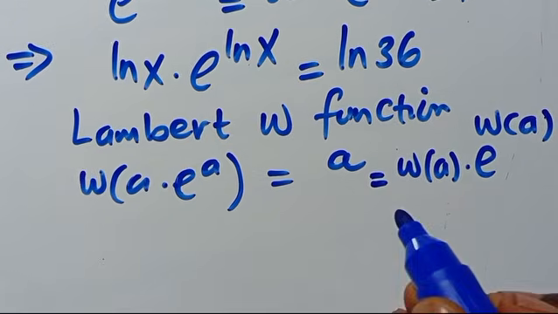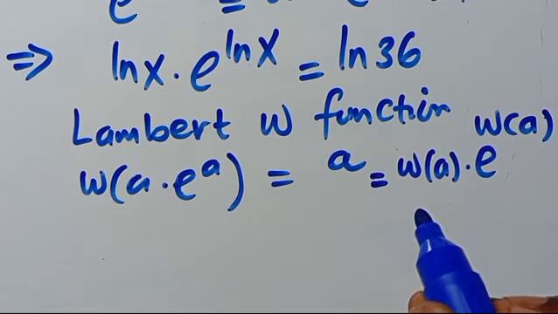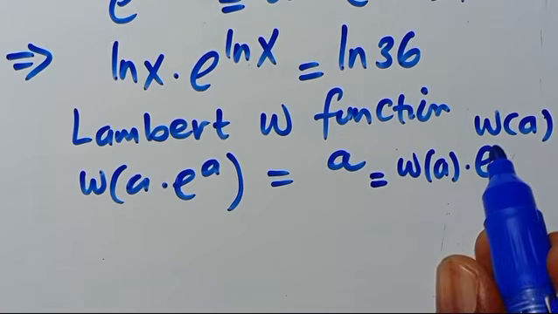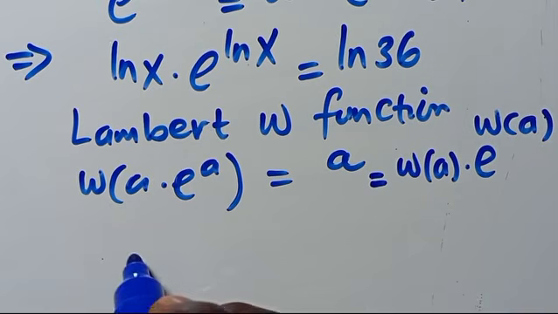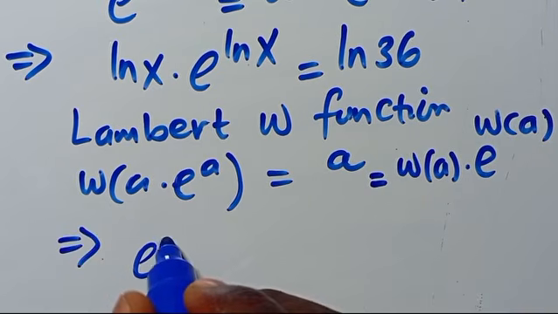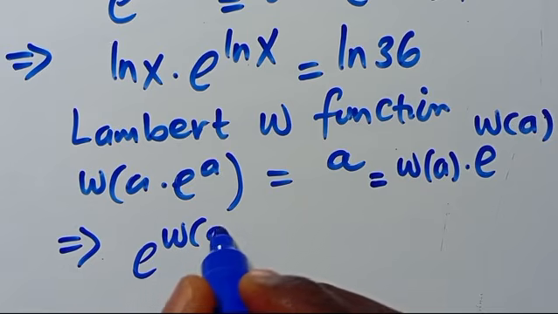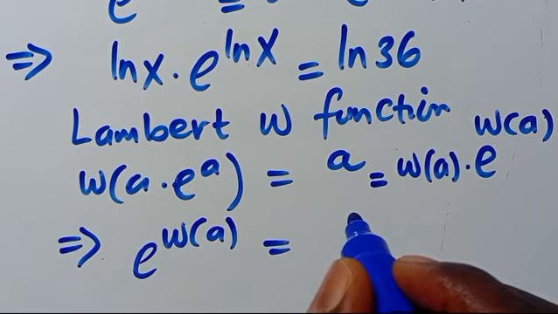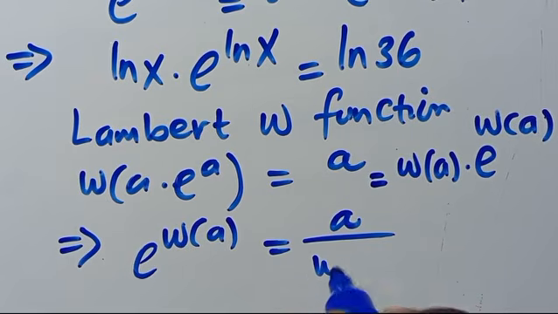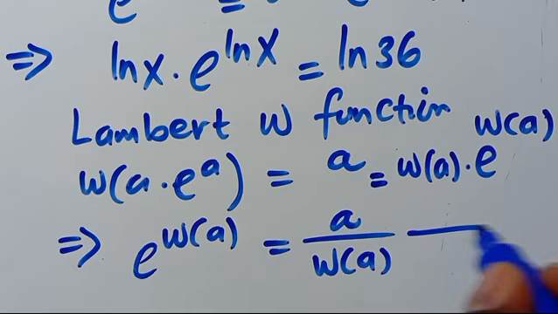And from here, we can actually make e to the power of the Lambert W function the subject of the formula. This will be e to the power of the Lambert W function of a equals a over the Lambert W function of a. Let us note this formula.